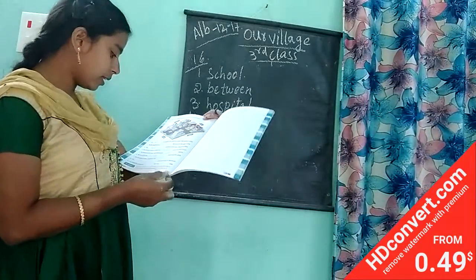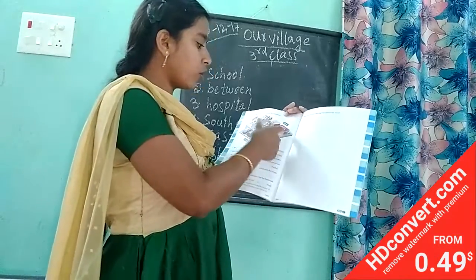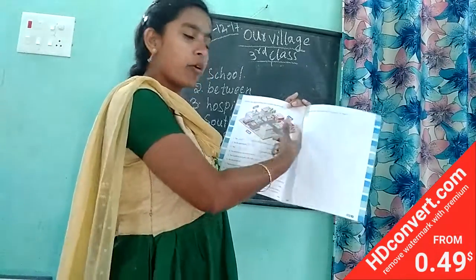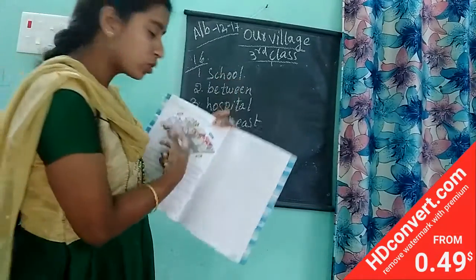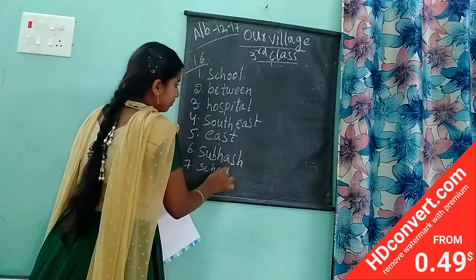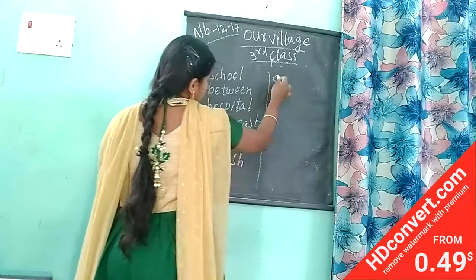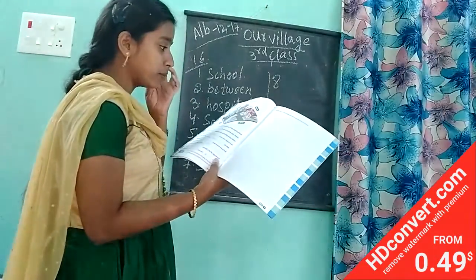Next, seventh one. The residential complex is opposite to the dash. Residential complex is opposite to the. దేనికి opposite లో ఉంది? So the residential complex is opposite to the school. Next, eighth one. The dash road ends at the fire department.